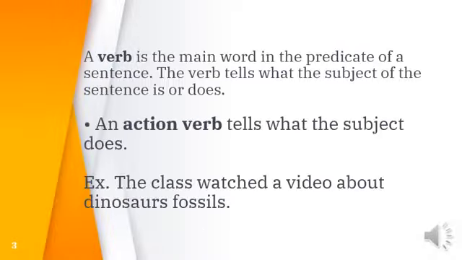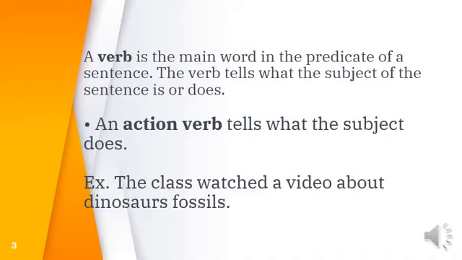So let's look first at the definition of a verb. A verb is the main word in the predicate of a sentence. Of course, you know that a sentence has a subject and a predicate. The predicate starts from the verb till the end of the sentence. This is the complete predicate. So the verb is the main word in the predicate. The verb tells what the subject of the sentence is or does.